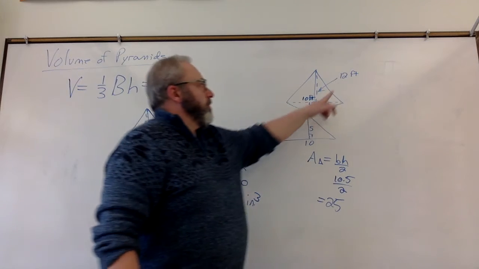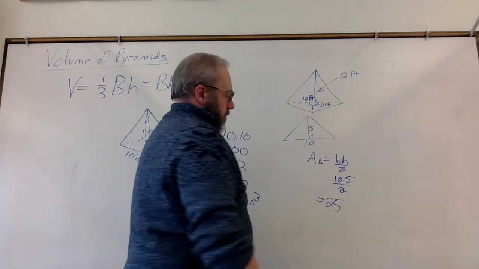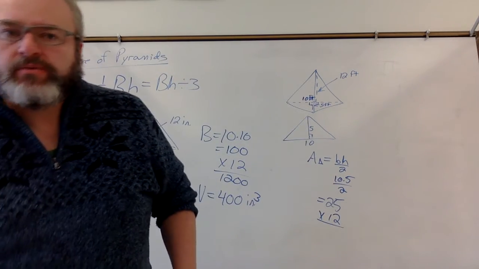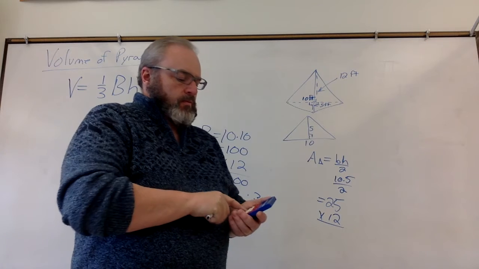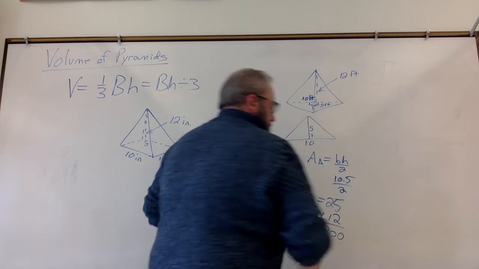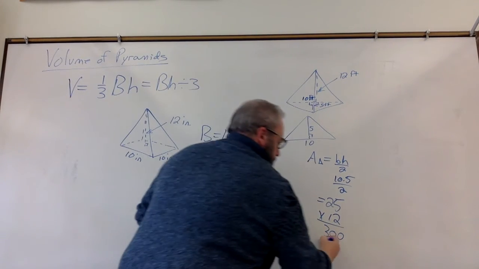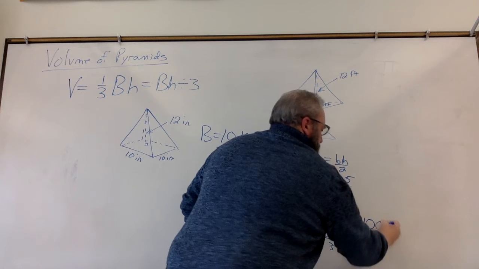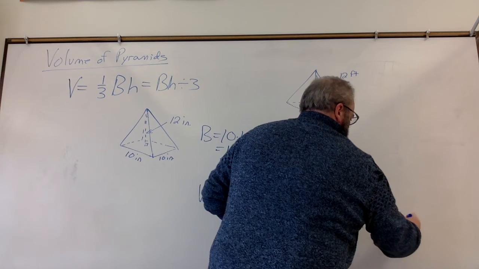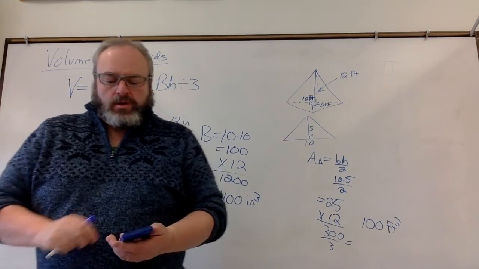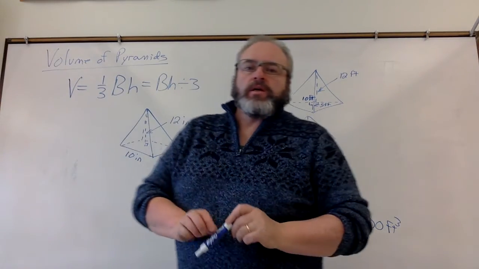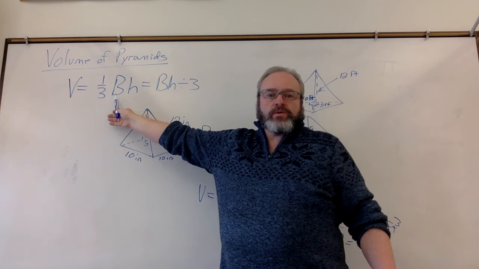And then we need to multiply by the height and divide by 3. So, times 12, 25 times 12. We got 300. Divide that by 3. And this pyramid has a volume of 100 cubic feet.